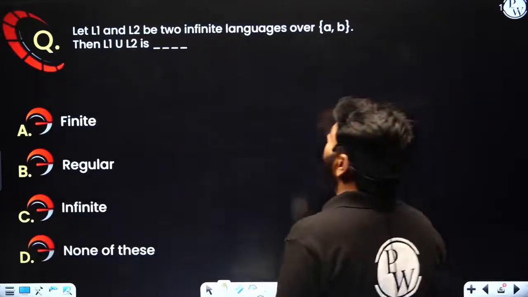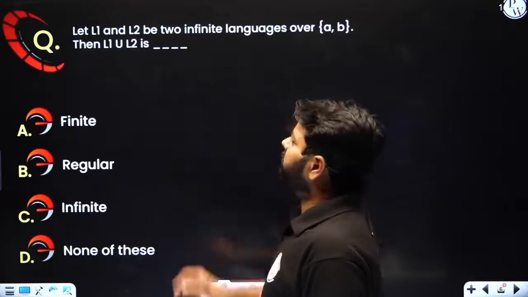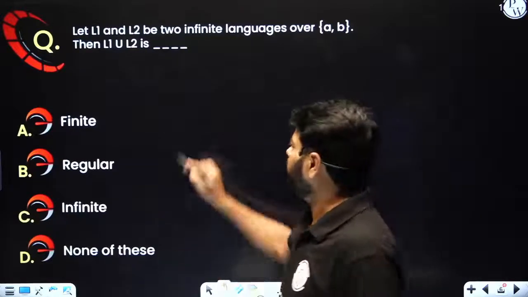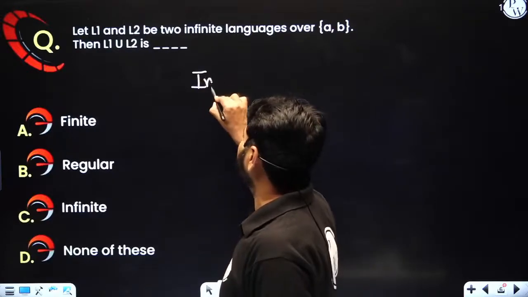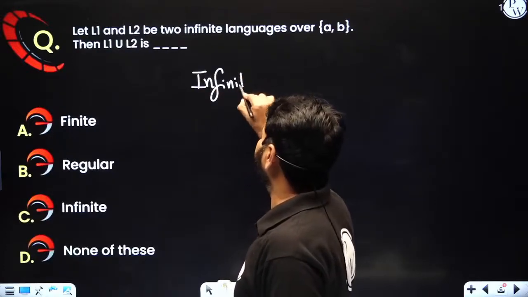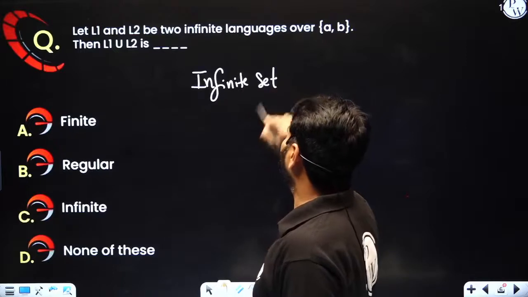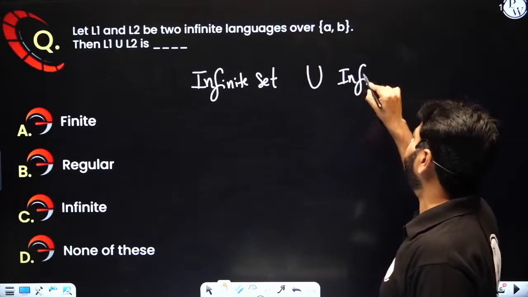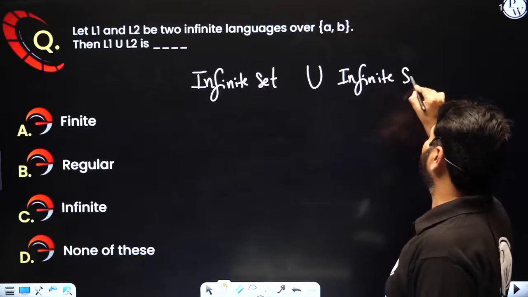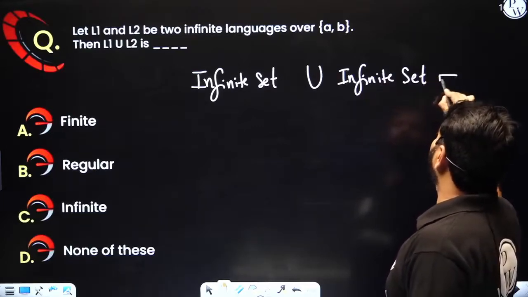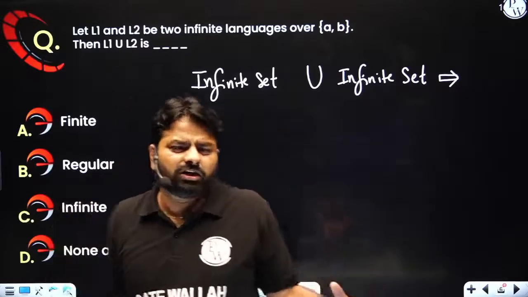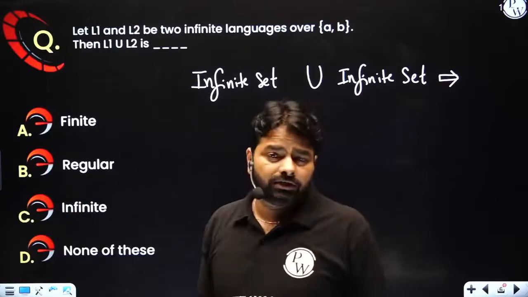Let's move to the infinite languages. I have taken two infinite languages and applied the union. So what could be the result? I have an infinite set, L1, and I did the union with another infinite set, which may be the same or different, do not worry about it. What will be the result? Is it always infinite? Is there any situation where you will get finite?